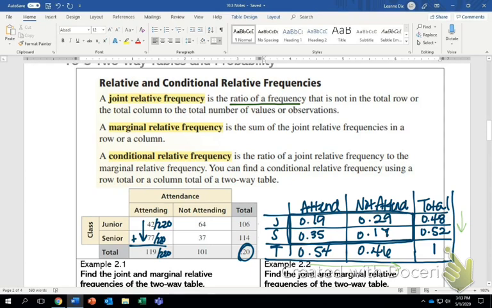So again, this is just finding the probability. That's really what all this is, the probability of each piece. And then we're going to be using that in finding the conditional relative frequency. And that is to help us, again, to find the probability of dependent events, which is what we learned in 10-2. So let's do a couple more, and we will be done.